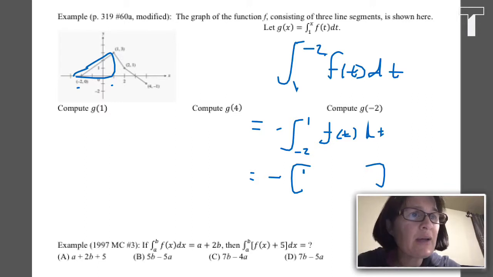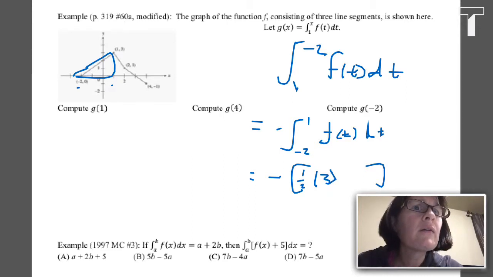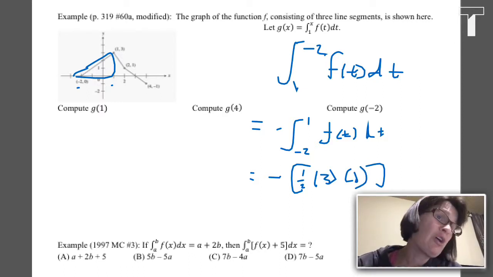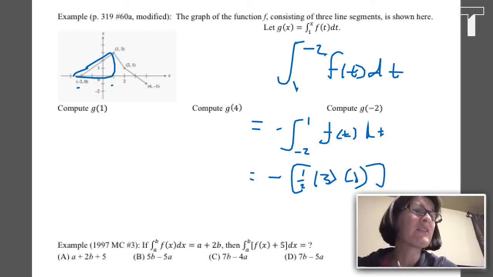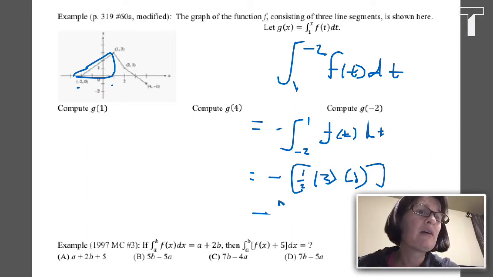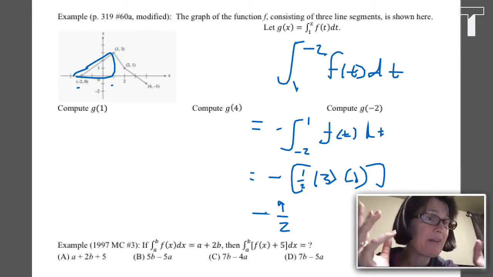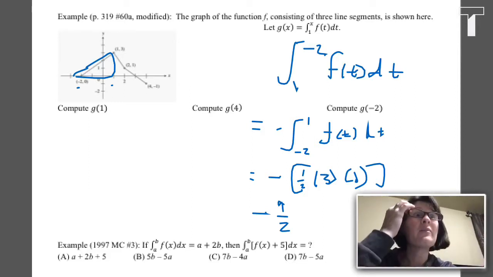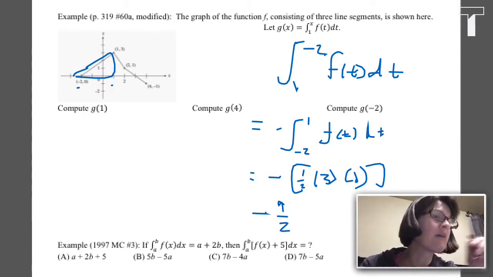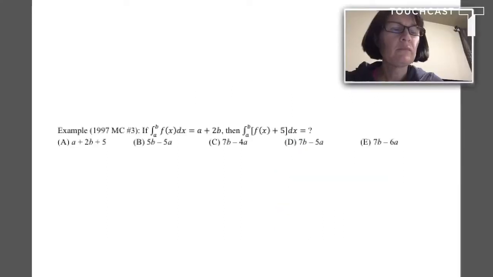I'm going to have 1/2 times base times height. The base is 1, 2, 3. The height is also 3. And notice I have the negative sign in front, which is going to end up giving me a negative result. So this is the opposite of 9/2. Notice that triangle is above the x-axis, so we might have expected the area to be positive, but the limits are in the wrong order, which is what makes our final answer negative.